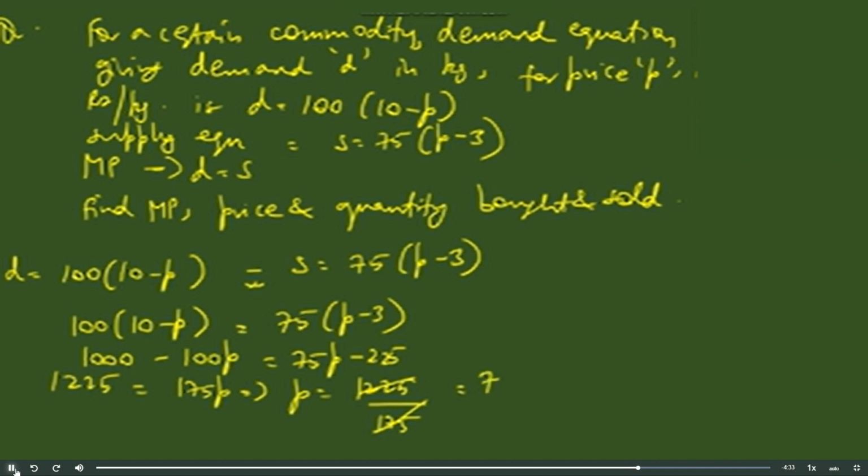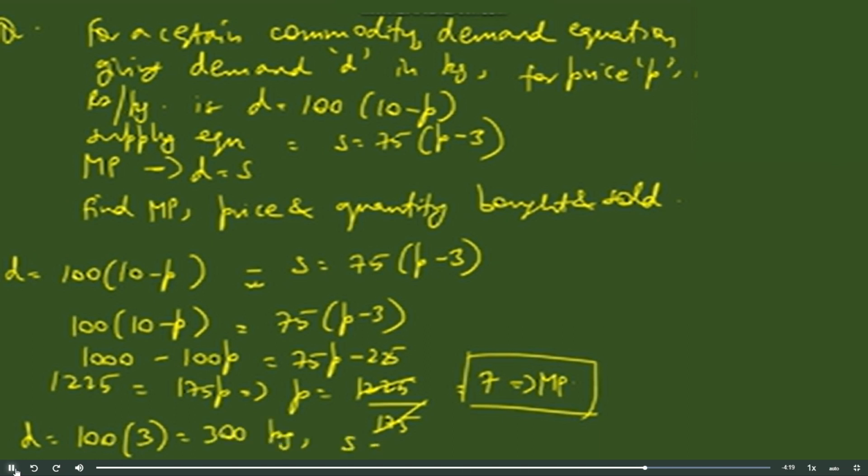So this is the market price. The quantity to be bought, D, will be equal to 100 into 10 minus 7, which is 3, which is 300 kg. S is equal to 75 into 7 minus 3, which is 4, which is 300 kg. So both will be equal. At market price, both demand and supply will be equal. That's it.